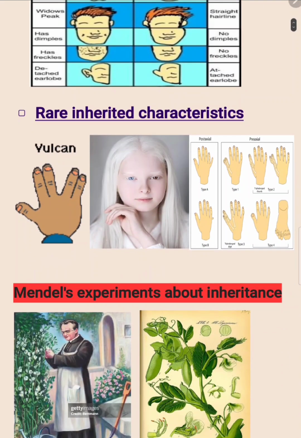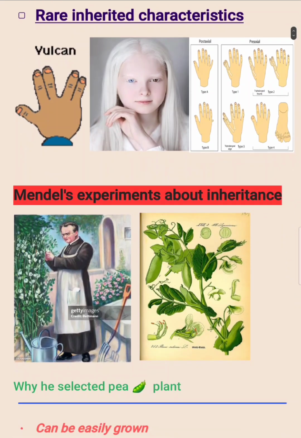Then the next one is rare inherited characteristics. As you can see in figure number 1, it is syndactyly. Syndactyly means joining of two neighboring fingers by skin to some extent.